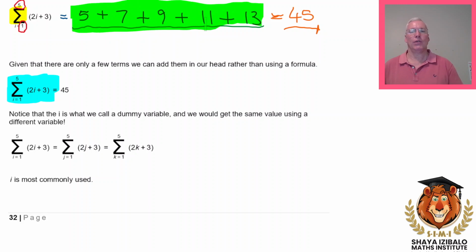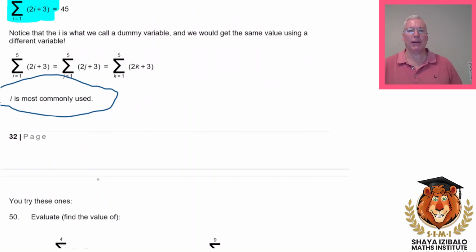What we want to show you is that it wouldn't matter if instead of using i, we used j. Because if we use j, then the j's would be replaced by 1, 2, 3, 4, and 5. Or if we used k. Most commonly we use i. So i is the one that we get to see more often than anything else. Turn over the page.